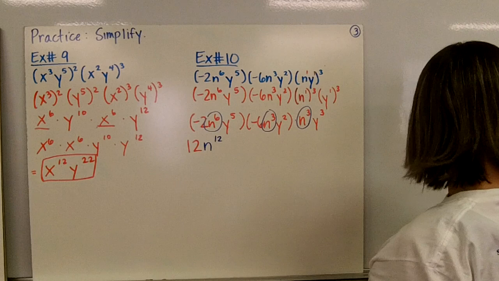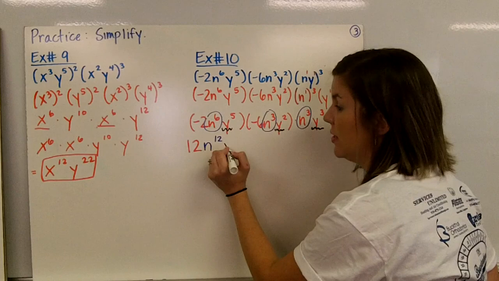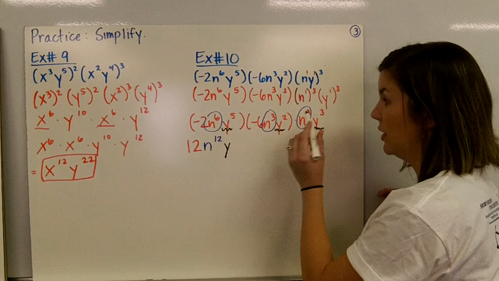Now I'm going to look at my y's. I have y to the 5th, and y to the 2nd, and y to the 3rd. When multiplying like bases, keep the base, which is y, add the exponents. 5 plus 2 is 7, plus 3 more is 10. So this would be my final answer.